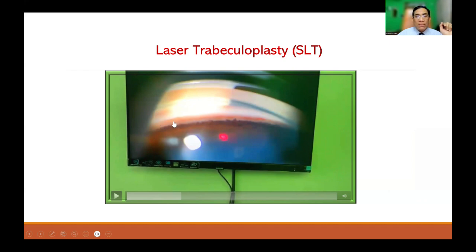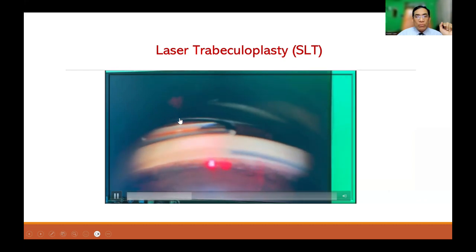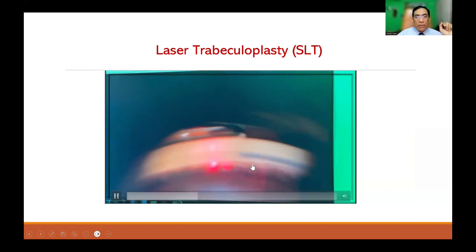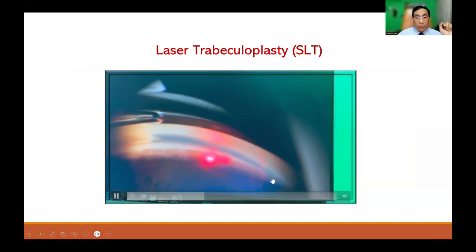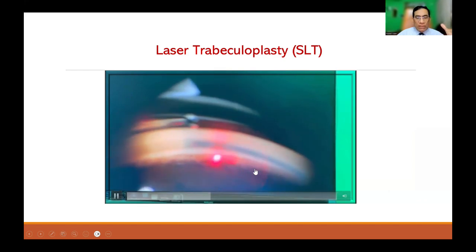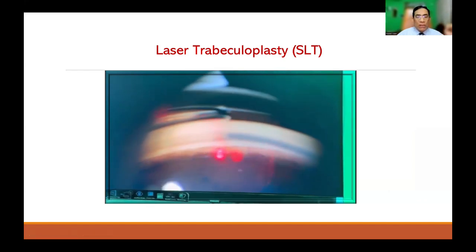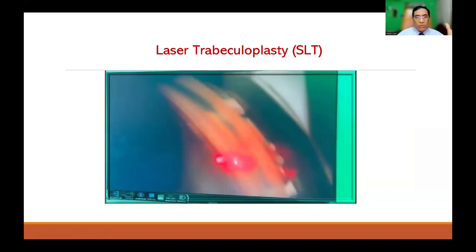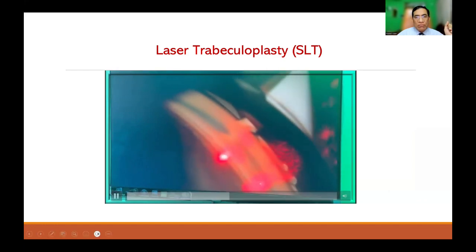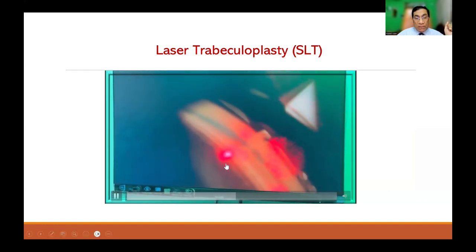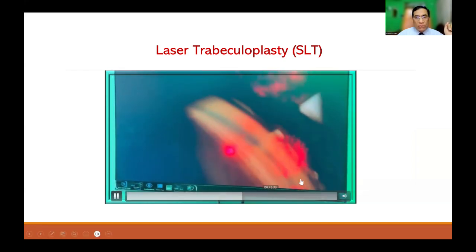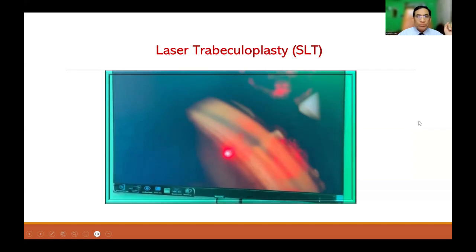So I am putting the laser here in the trabecular meshwork. You can see that I can very easily put the laser in the trabecular meshwork. This is the lens, the Latina lens I'm using. It comes with the laser machine and is very expensive, but it is very easy to use and the trabecular meshwork is nicely visible, which is good for the surgeon doing the laser here.